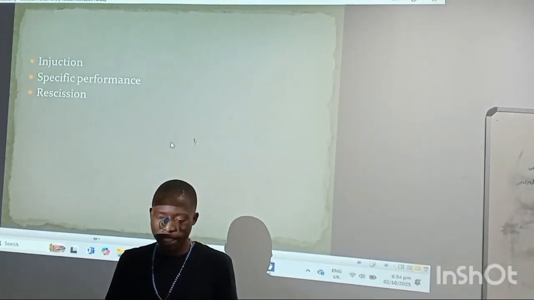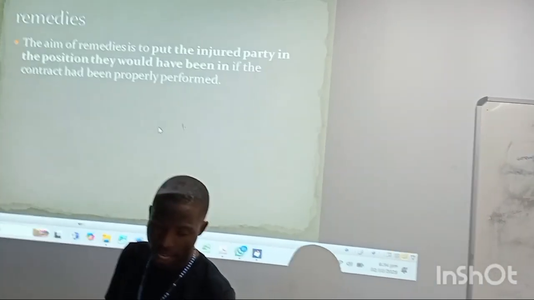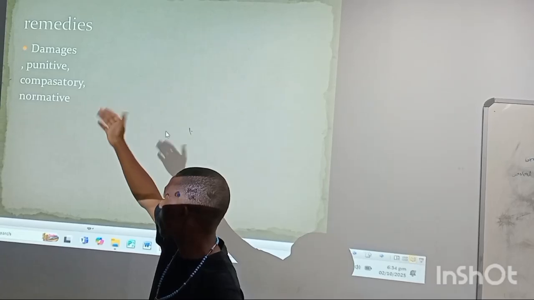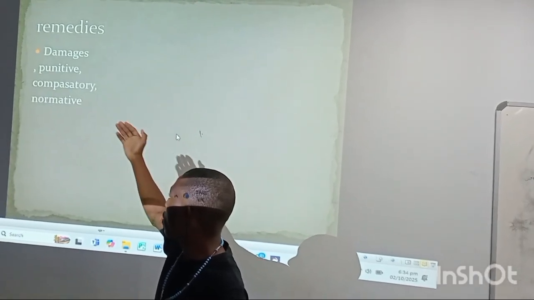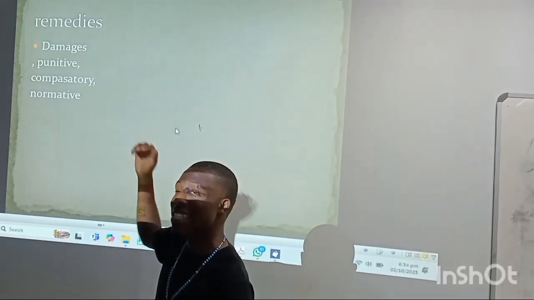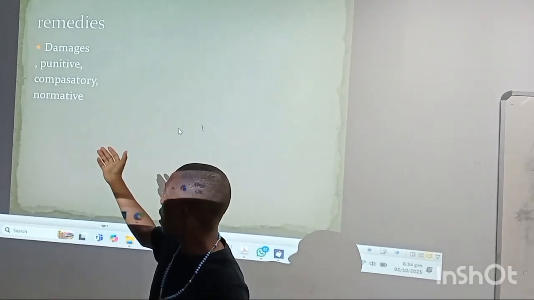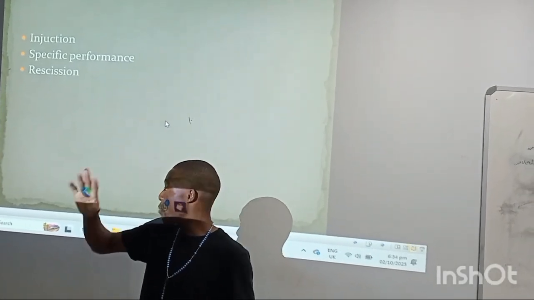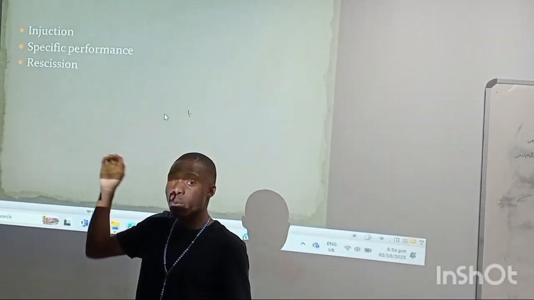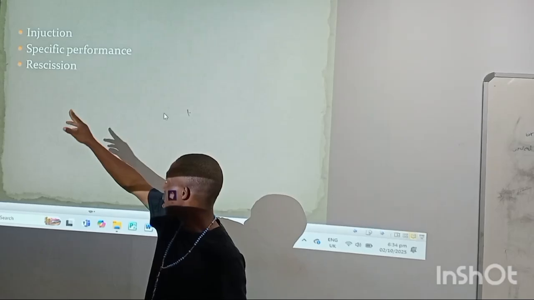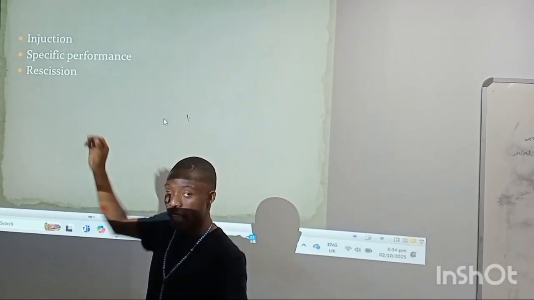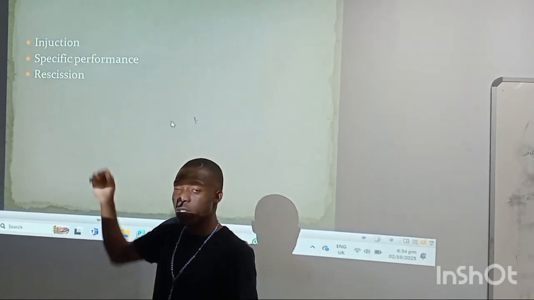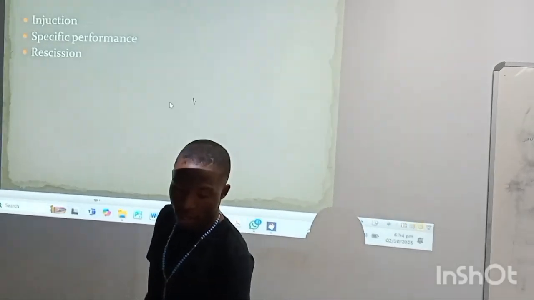So we have mentioned a few remedies, starting from damages, of which there are types: punitive, compensatory, nominal, and others that I have not mentioned. The other remedies are an injunction, which is an order from the court for the party to refrain from doing something; specific performance, where the other party must do its part of the bargain; and rescission, which is setting aside the contract.